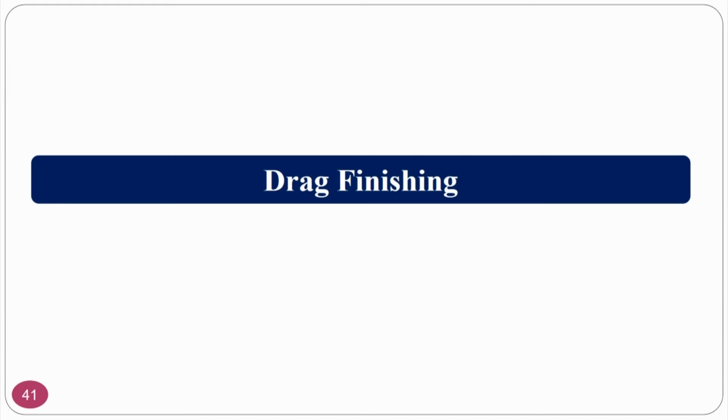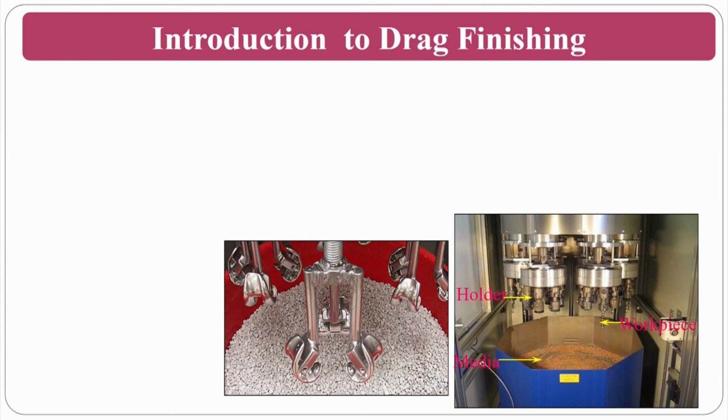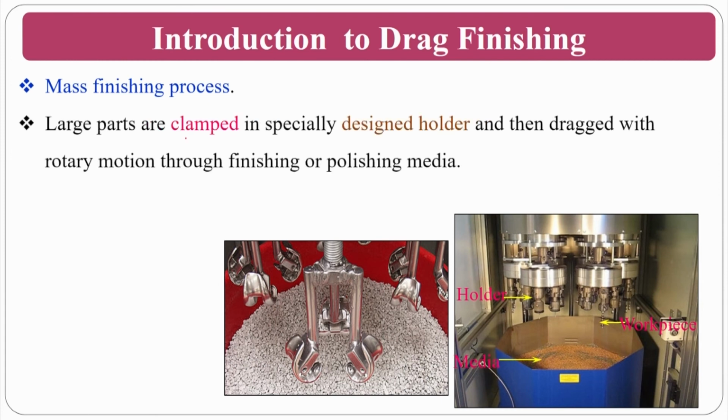In the drag finishing process, you can see this is also one type of vibratory finishing process, but here the workpieces are held and the abrasive particles are at the bottom. This is also a mass finishing operation. At the same time, large parts are clamped in specially designed holders and then dragged with a rotary motion through the finishing or polishing media. These are knee implants. Whatever you are seeing is a knee implant basically, and you put it and rotate it with the abrasive particles, so they are dragged across. That means your abrasive particles will also be stationary.